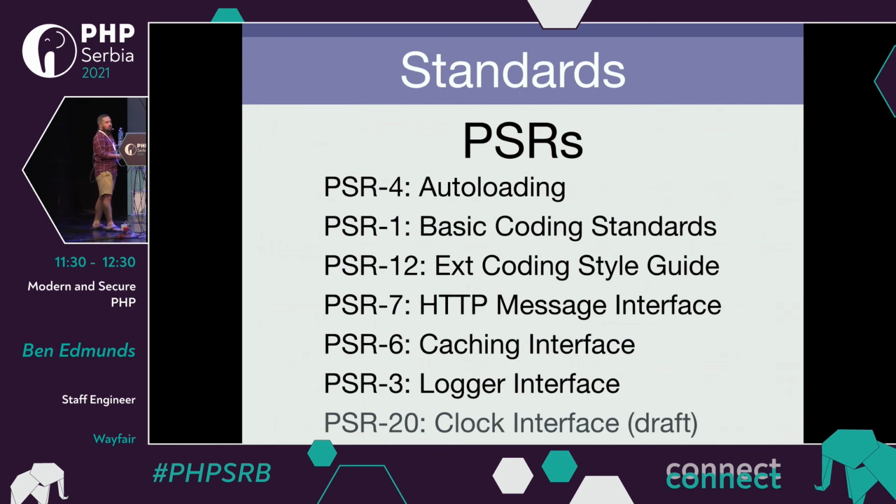PSR-4, which is autoloading. If you use Composer, you're using that. PSR-1 is basic coding standards. That one's pretty well received. PSR-12, which gets a little more detailed on your coding standards, that one's iffy on whether your framework supports it and uses it. Also, a lot of people will use parts of it, but maybe not the full thing. So you can't say you fully comply with the PSR if you don't use it all, but you can steal ideas from it. PSR-7 is the HTTP message interface.